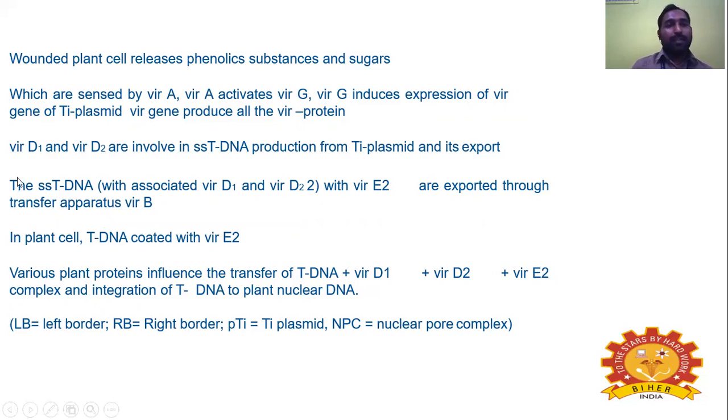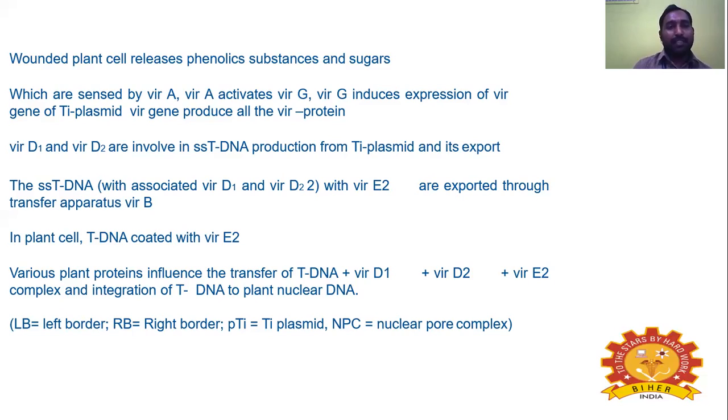If you see here, VirD1 and VirD2 are involved in the single-strand tDNA production from the Ti plasmids, and it will also be exposed to the other cells. The single-strand tDNA, which is associated with VirD1 and VirD2 with VirE2, is exported through the transfer apparatus, that is the VirB. In the plant cell, this tDNA is coated with VirE2, and the various plant proteins influence the transfer of tDNA, plus the VirD1, D2, VirE2 complex and the interaction of tDNA with the plant nuclear DNA.